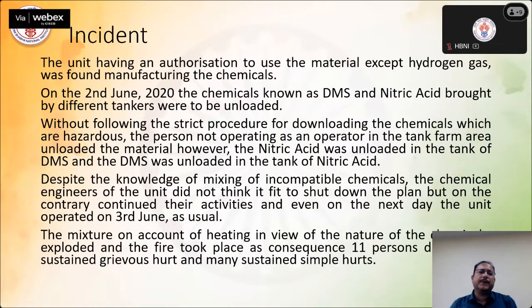The unit, having an authorization to use materials except hydrogen gas, was found manufacturing chemicals. On 2nd June 2020, the chemicals known as DMS and nitric acid, brought by different tankers, were to be unloaded. Without following the strict procedures for unloading the chemicals, which are hazardous, persons not working as operators in the tank farm area unloaded the material. However, the nitric acid was unloaded in the tank of DMS and DMS was unloaded in the tank of nitric acid.